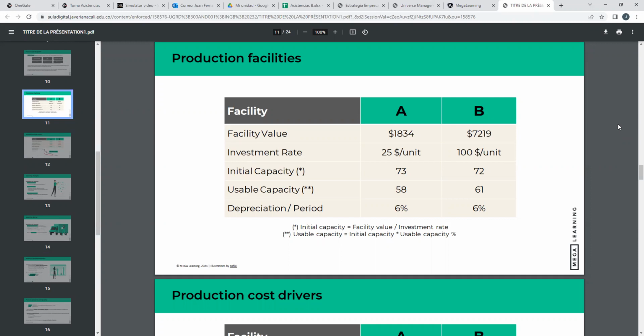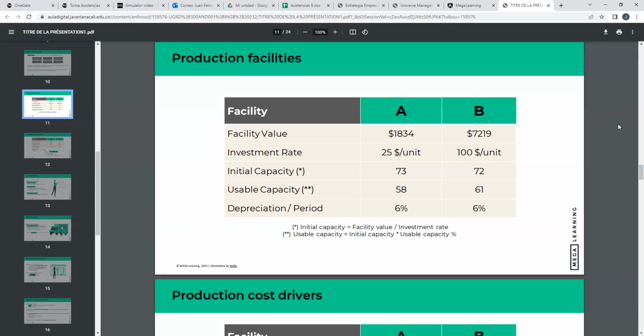And for factory B, it is more expensive, no? If you want to increase one unit in the next round, you need to make an investment of $100. There's a relation, yes, like 4-to-1, more or less. Okay? No, 4-to-1 exactly.